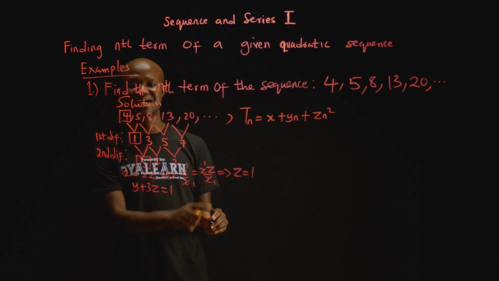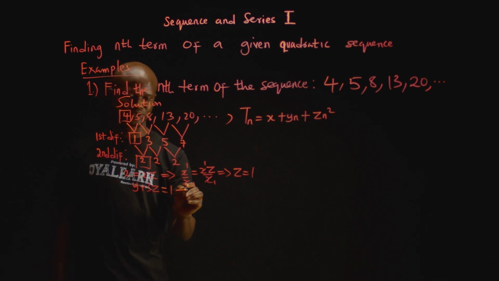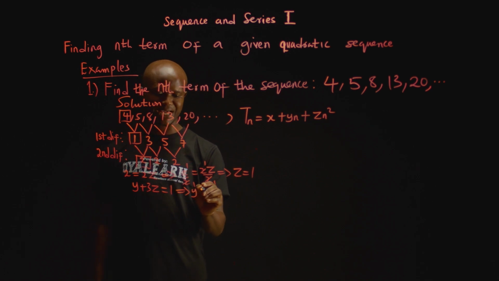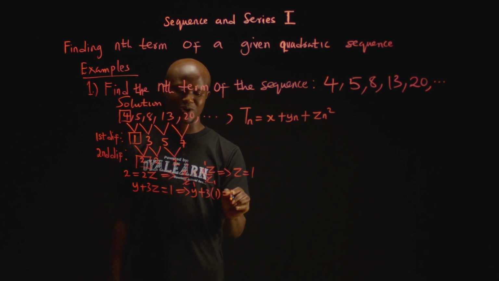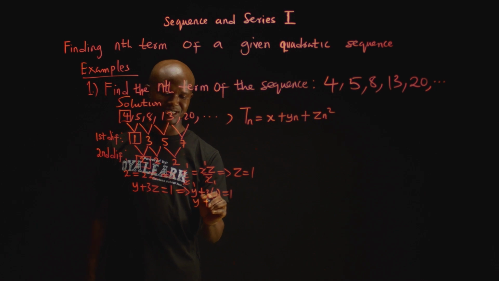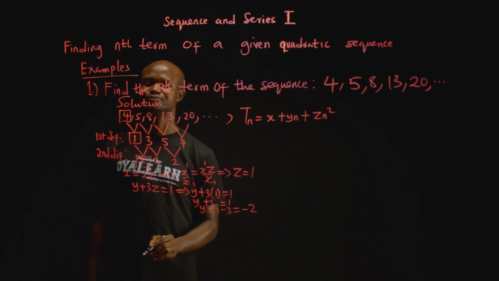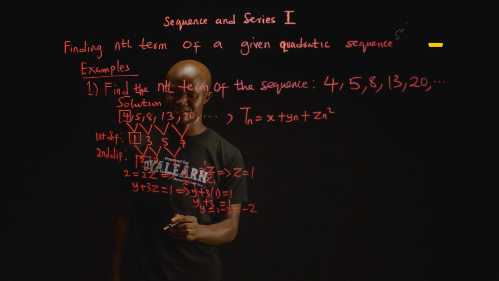Since we know the value of z is 1, anywhere we see z, we put 1. We have y plus 3 times 1 equals 1. So from here we have y plus 3, that is 3 times 1, we have 3, equals 1. Y equals 1 minus 3, and that is minus 2. Now, we need to get the value of x.